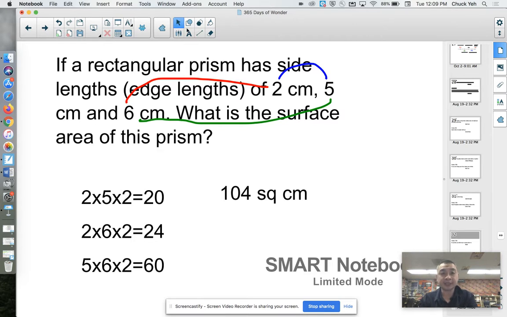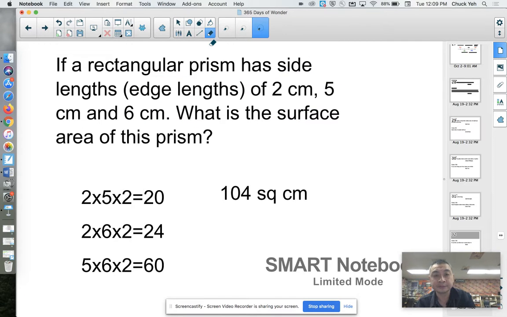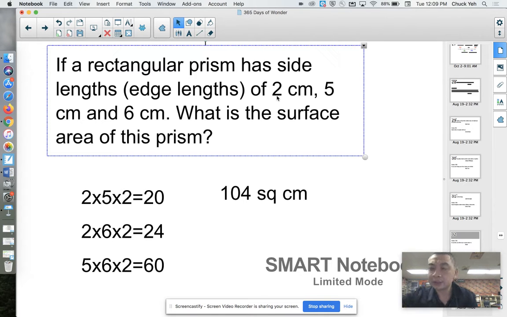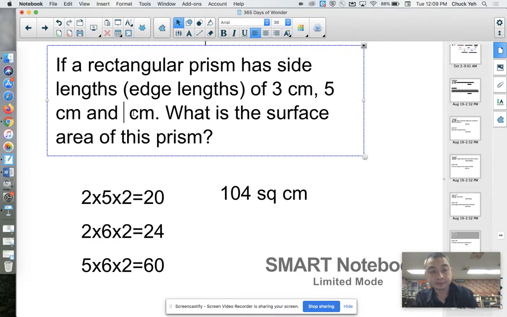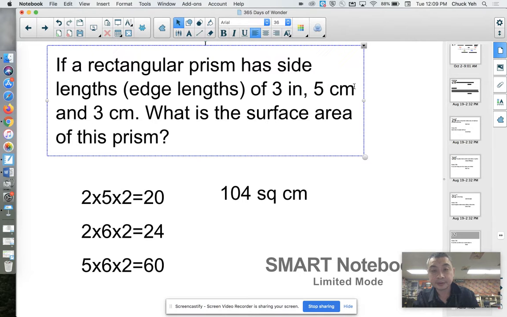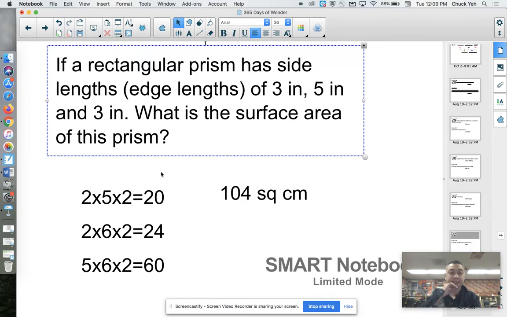All right? How about this one then? Try to do this one on your own. 3, 5, and 3. And then let's call this inches. All right. Try to do this now. Pause it. See if you can get an answer for this.